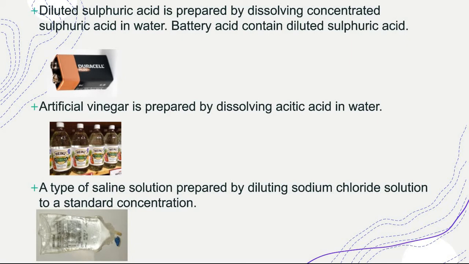So you simply add a bit of water to concentrated sulfuric acid and you get diluted sulfuric acid, which is battery acid. Okay. So at the same time, you have various artificial vinegars. By that I mean you must have seen some people have red vinegar, white vinegar, so many vinegars. So how do you prepare those? You simply dissolve acetic acid in water.